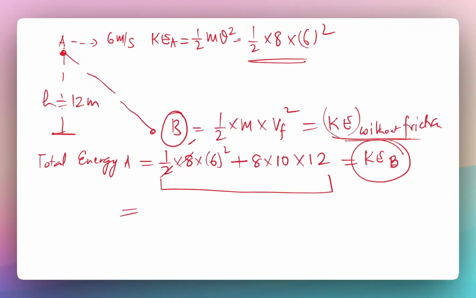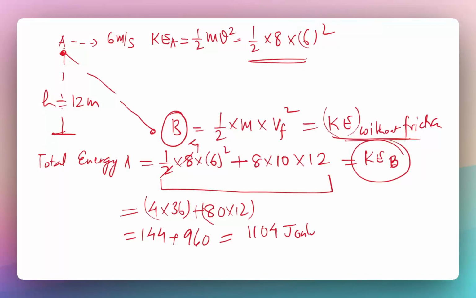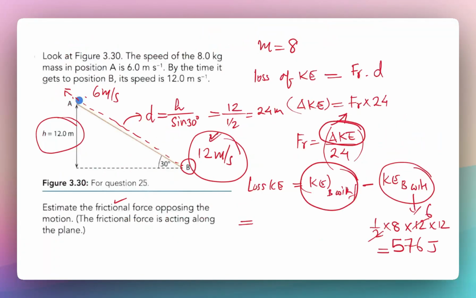So this is going to be 4 into 36 plus 80 into 12, and let's compute that. 144, and then 960. Okay, to sum it up, that is 1104 joules. Okay, so it should have an energy of 1104 joules if there was no friction, but as we know, there's loss, right? So we are ending up with 576, right?